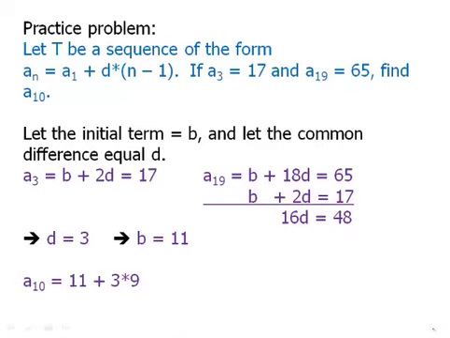We can set up the general formula. The 10th term will be initial term 11 plus common difference 3 times 10 minus 1, which is 9. 3 times 9 is 27. We add that, we get 38. And 38 is the 10th number on the list.